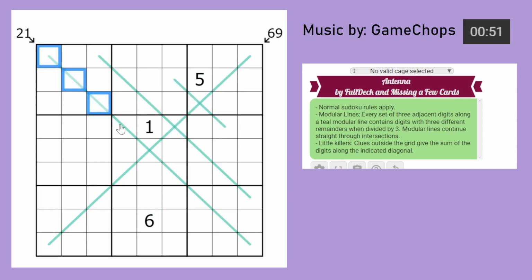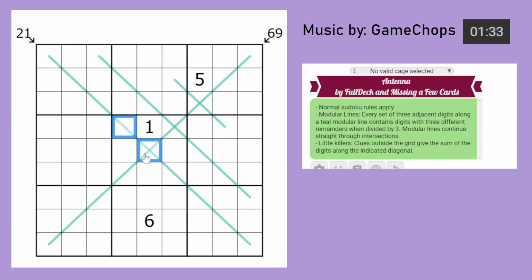Then we have modular lines. So along these teal lines here, every set of 3 adjacent cells, so for example those 3 cells, have to contain digits with different remainders when divided by 3, which are 0, 1, and 2. So let's do an example. If this is a 5, that could be a 9, and this could be a 7. And this works because this is 2 mod 3, this is 0 mod 3, that's 1 mod 3. And basically every set of 3 along here should be that.